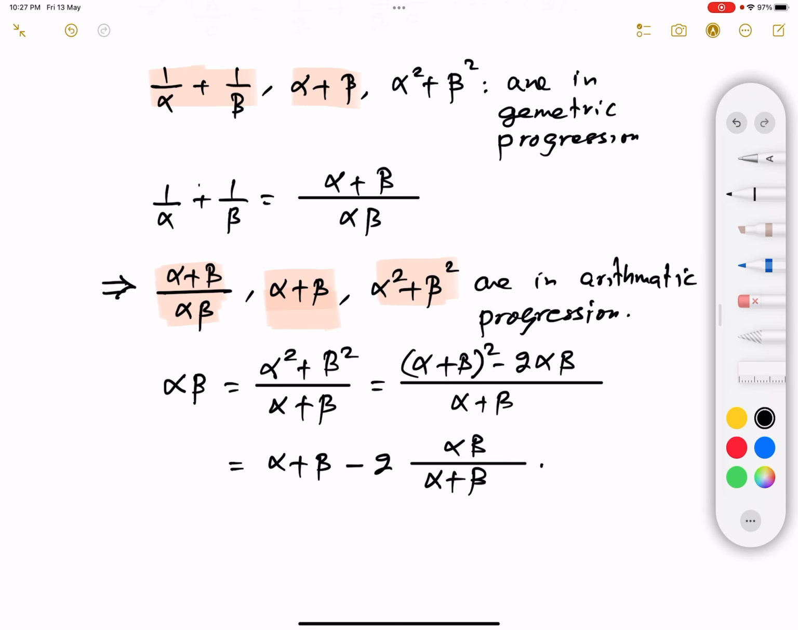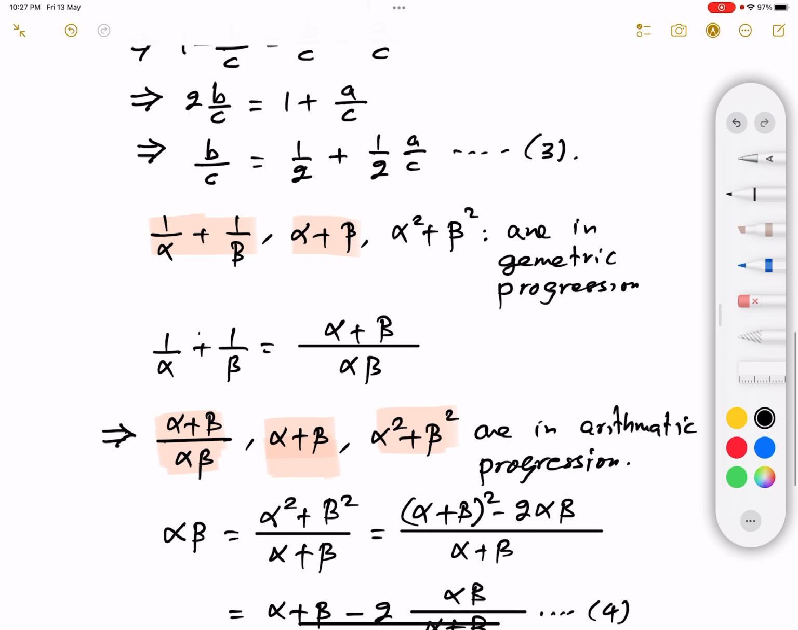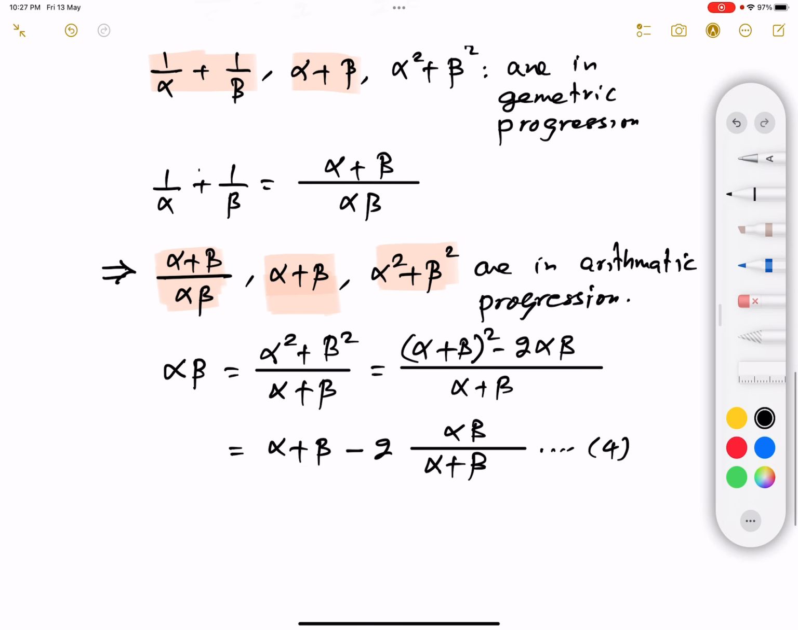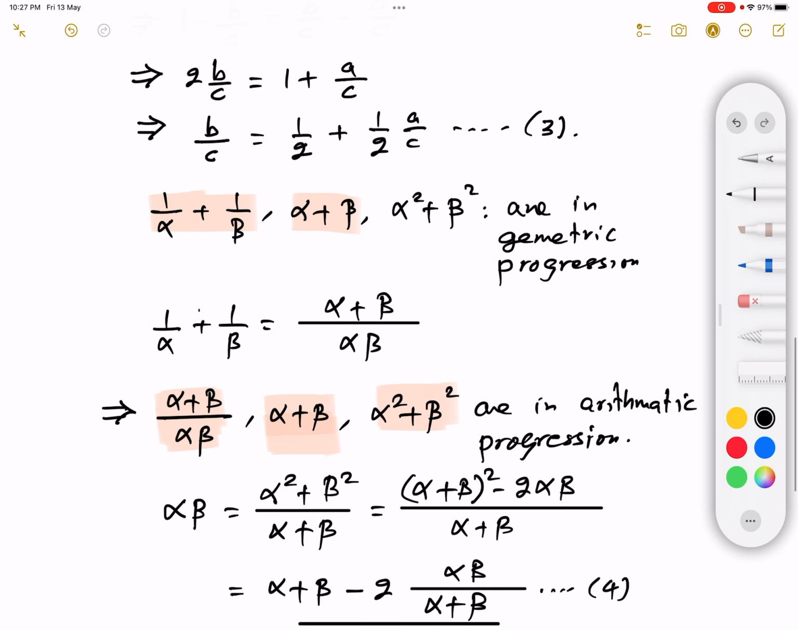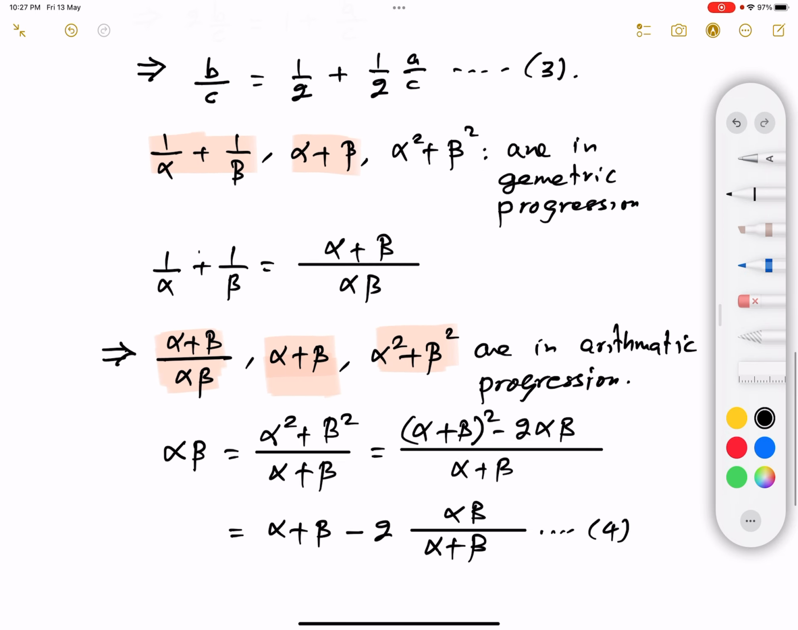So we're going to call this equation number 4. Okay. Now we're going to go back to rewrite equation number 4 in terms of A, B, and C. So we're going to benefit from equation number 3 to do that.